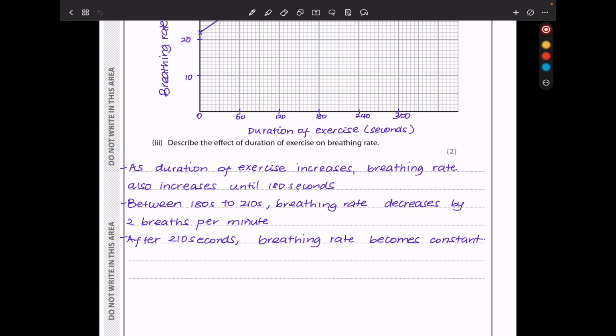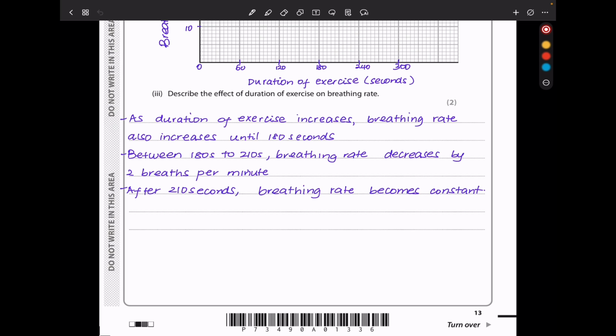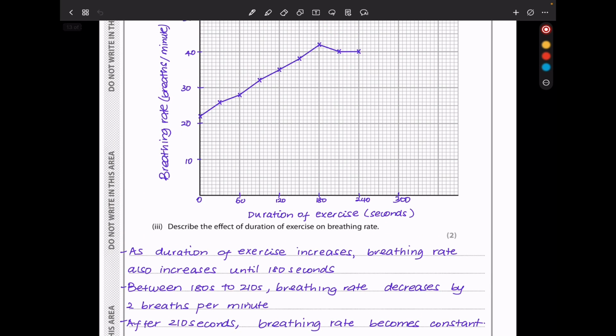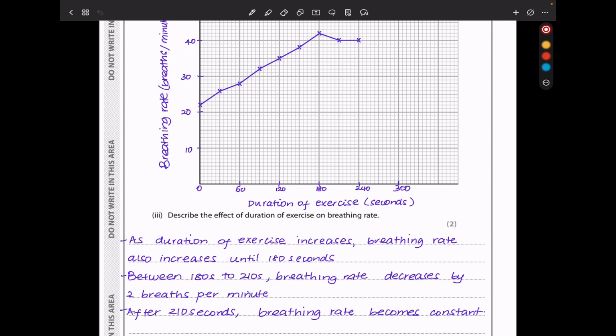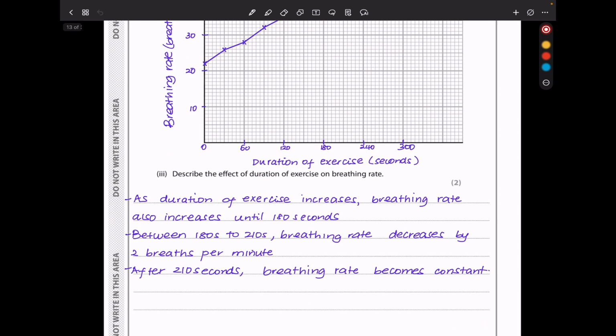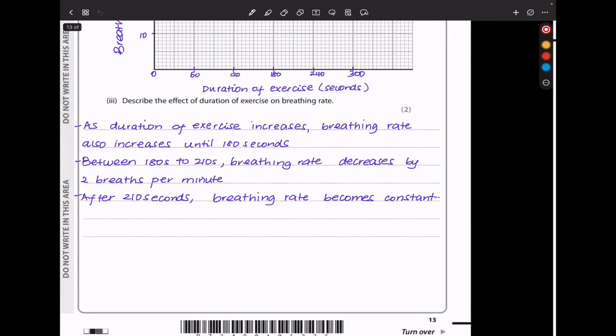Next they say describe the effect of duration of exercise on breathing rate. As the duration of exercise increases, the breathing rate also increases until 180 seconds. We can see it here until 180 seconds from this graph. Between 180 seconds to 210 seconds, the breathing rate decreases by 2 breaths per minute. And then after 210 seconds, the breathing rate becomes constant. And again, remember, this question is asking us to describe. You just have to write what you see from the graph.